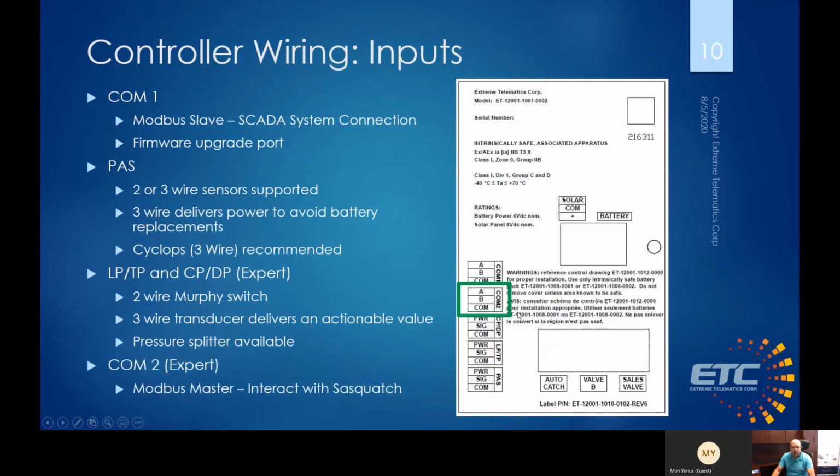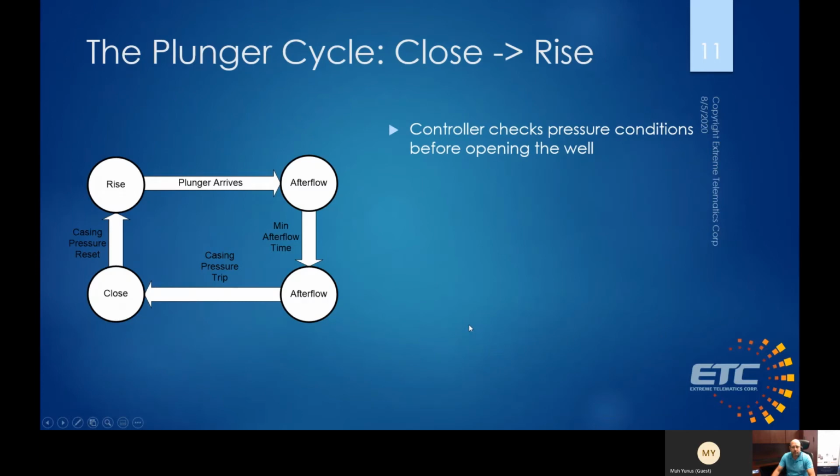And then this COM2, this is only available on the Expert. This is a Modbus master, and it interacts with our Sasquatch plunger velocity sensor so that we can read surface velocity values out of the Sasquatch plunger velocity sensor. And do note, as I expressed before, these 2 inputs are only available on the Expert model. So if you do want to use the Sasquatch or you do want to use pressure optimization, you need the Expert level model. All right, so let's talk about the plunger cycle a bit more.